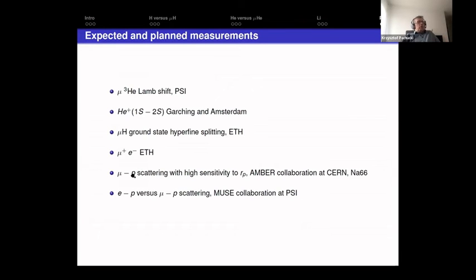Okay, and also let me mention that it is still important to perform scattering experiments with electron-proton and muon-proton. The last one is the direct comparison of electron-proton and muon-proton scattering, which is a project ongoing at PSI. It's called the MUSE collaboration, and another one, the AMBER collaboration, which is muon-proton scattering at very high energies. It is the NA66 project at CERN, and this should shed light on the proton charge radius discrepancy.